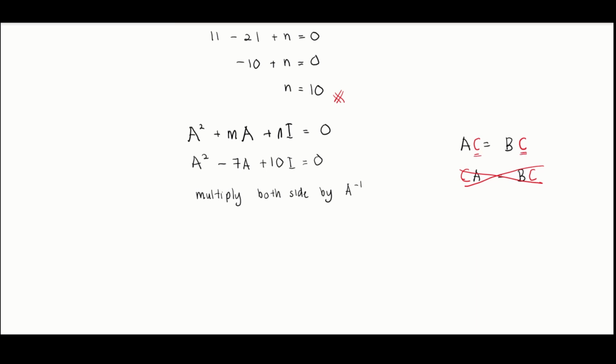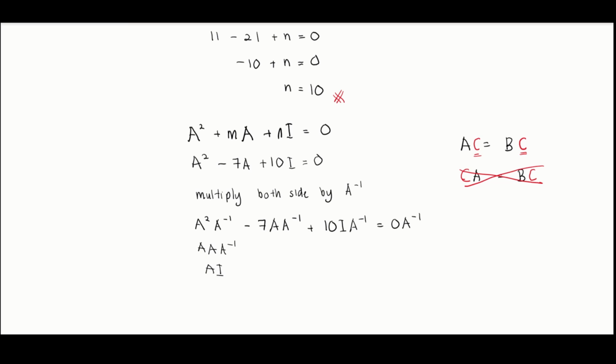Alright, so we multiply both sides with A inverse. So I will multiply A inverse at the right hand side. So A squared times A inverse, 7A times A inverse, and then 10I also multiply with A inverse, and 0 also multiply with A inverse. And if you can see, I multiply A inverse in the same order, which is at the right hand side of each term. Alright, so when we multiply A squared times A inverse, this is equals to A times A times A inverse. And we know that A times A inverse is just I, so we have AI here.